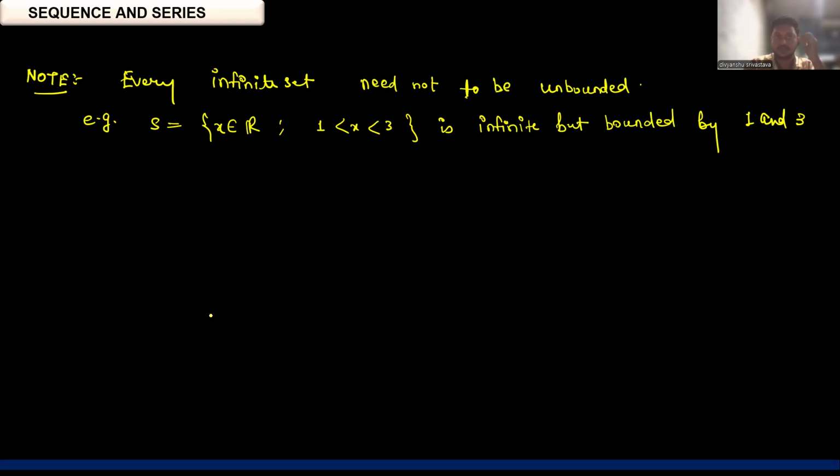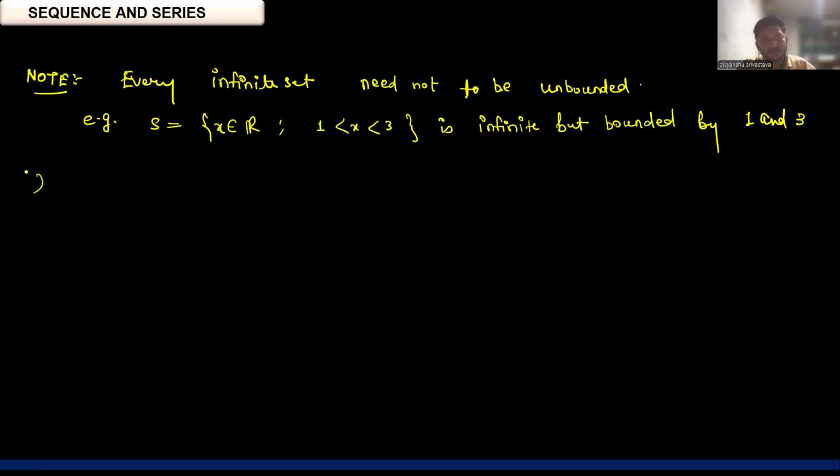So here we say that every infinite set need not be unbounded. The set S of x belonging to R with 1 < x < 3 is infinite, but bounded by 1 and 3. That is the only note here.